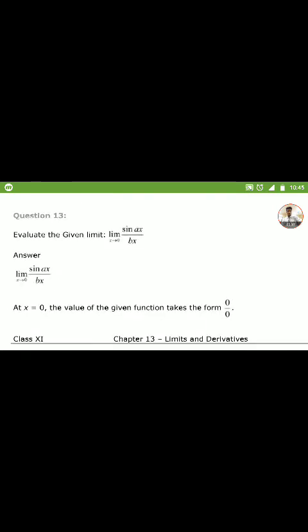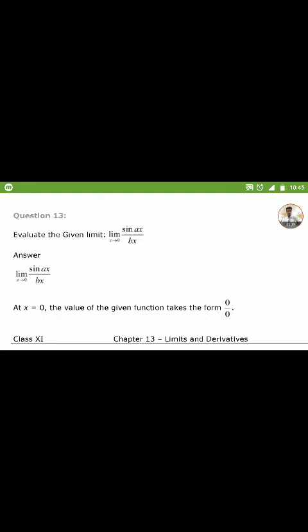Question number 13, sin ax by bx. So out here what you have to do is that you should know that you have a formula of limit x tends to 0 sin x by x, and limit x tends to 0 tan x by x. These are your two basic formulas which you should know.